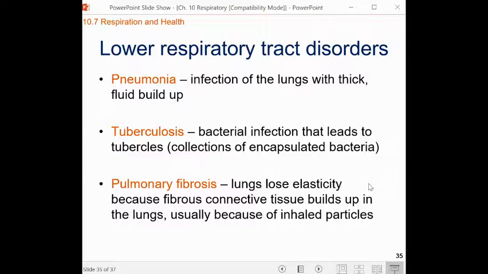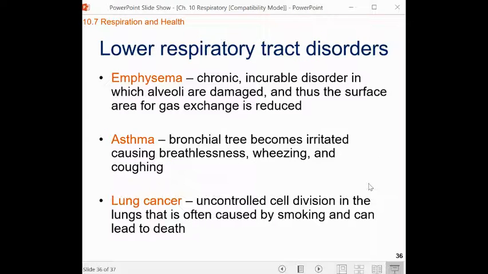Then we have pulmonary fibrosis, and this is where the lungs lose some elasticity because of this connective tissue buildup. It's usually because of inhaled particles like asbestos. Some people will develop emphysema. This is a chronic, incurable disorder in the alveoli, and so they become damaged, and the surface area for gas exchange is significantly reduced. People with emphysema frequently have to use oxygen in order to supplement their gas exchange.